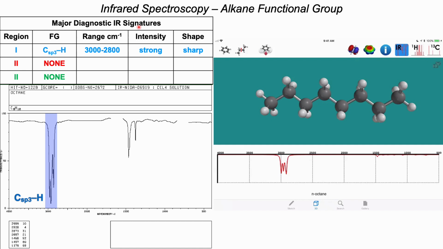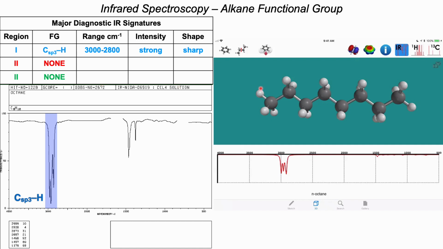So as we see in the table to the upper left here, there are three regions, 1, 2, and 3, and they'll be color-coded in this IR spectrum below it. So region 1 is blue, region 2 will be red bar, and then region 3 will be in green.